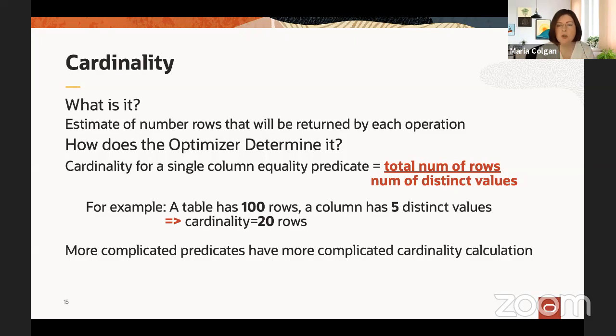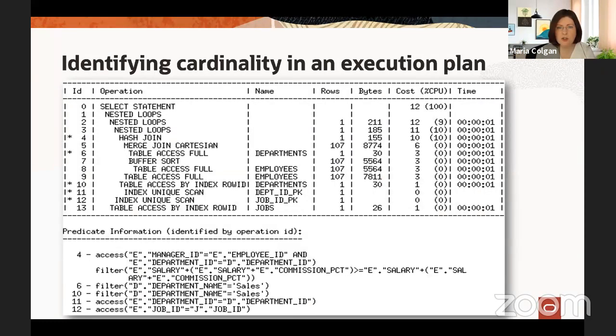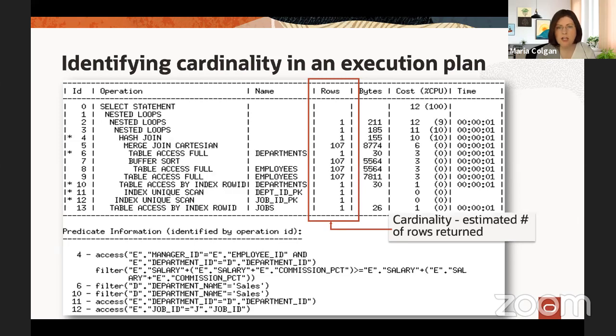Now, the more complicated your where clause predicates are, or the more where clause predicates you have, the formulas change. But it is all based on the statistics that we supply the optimizer. And again, the reason you need to care is because all of the other decisions the optimizer makes are based on these cardinality estimates. So, where in the execution plan do I go looking for these cardinality estimates? Well, they're there in the rows column of the table. So rows is what I need to go look for, and I can see how many rows the optimizer believes or estimates are going to come back from each of the operations in that plan.